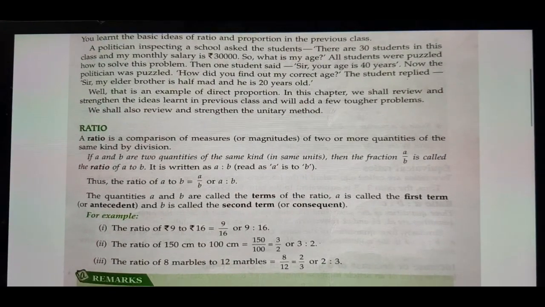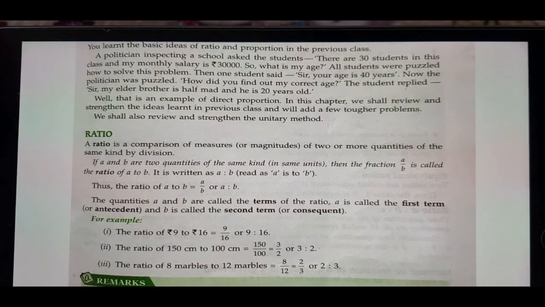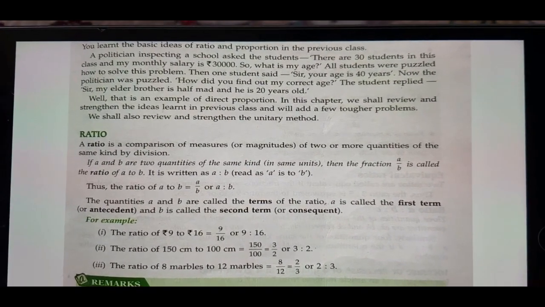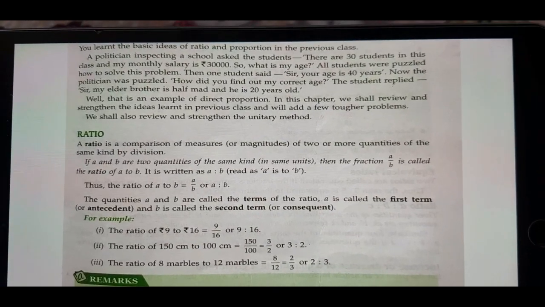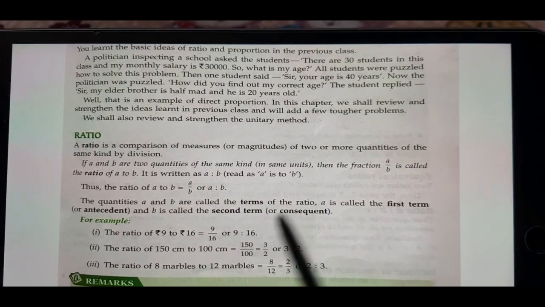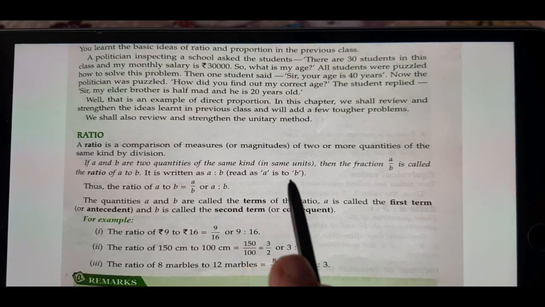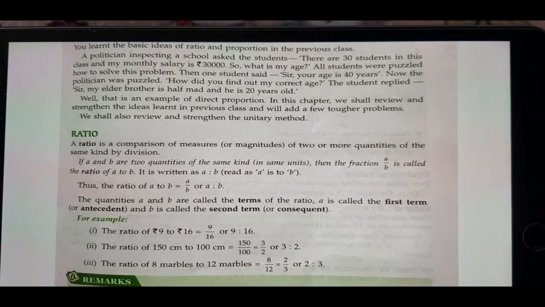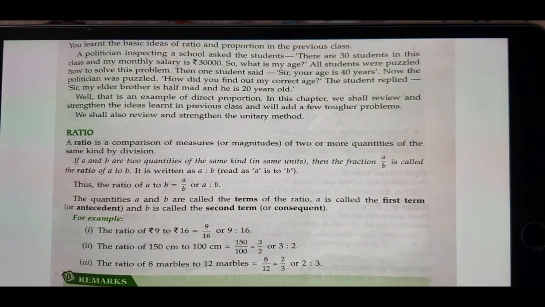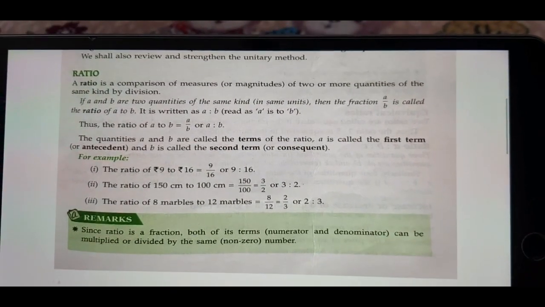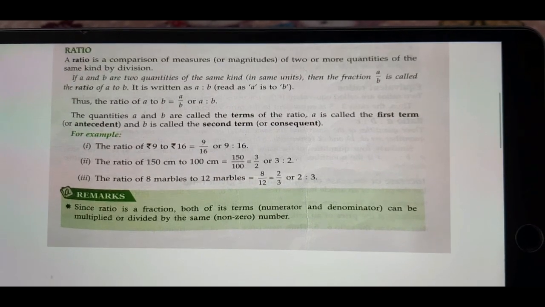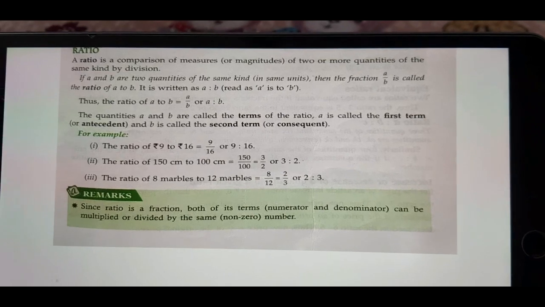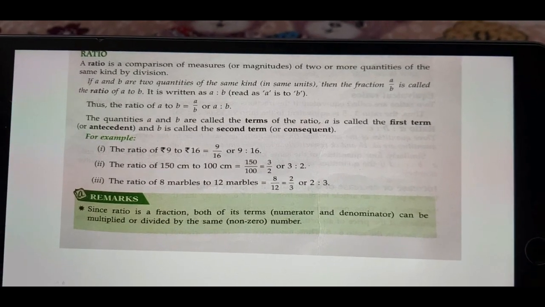For example, if I have two quantities, say A and B, of the same kind, same unit, then the fraction A upon B is called the ratio of A is to B. It is written as A:B. This double dot here is read as "is to". So the ratio of A to B is A upon B, or A is to B. Now the first term, that is A, is known as the antecedent, and the second term, that is B, is known as the consequent.